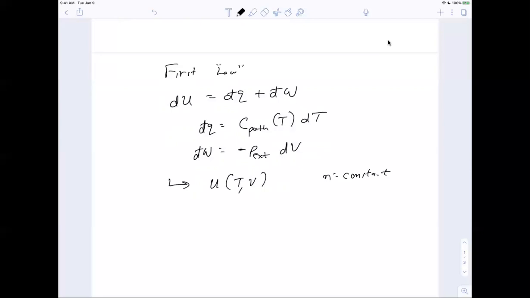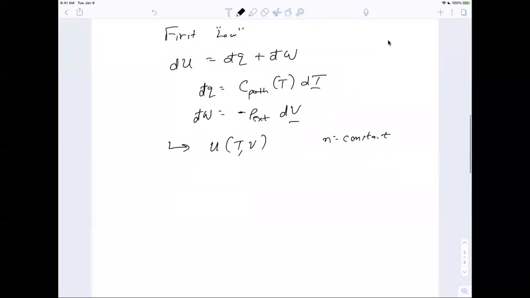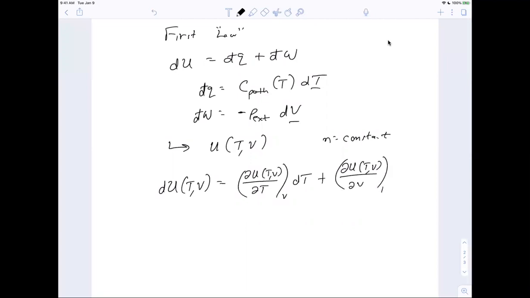And so for any differential changes in temperature and volume, we can write a very general differential form for U, which is the change in U, as the partial of U with respect to temperature at constant volume times dT, plus the partial of U, which is a function of temperature and volume, with respect to volume, at constant T, times dV.